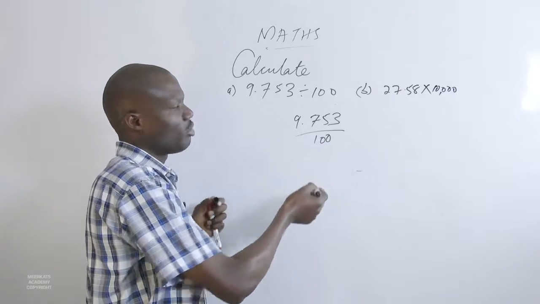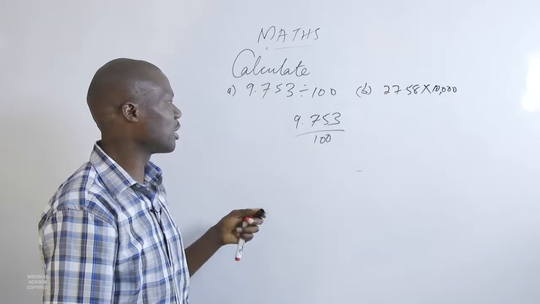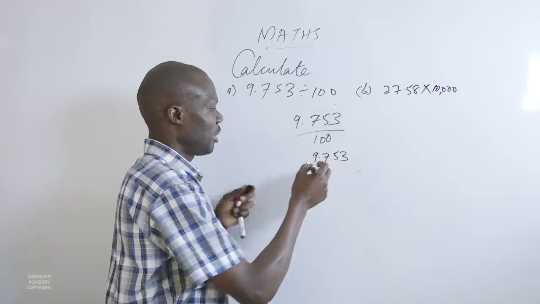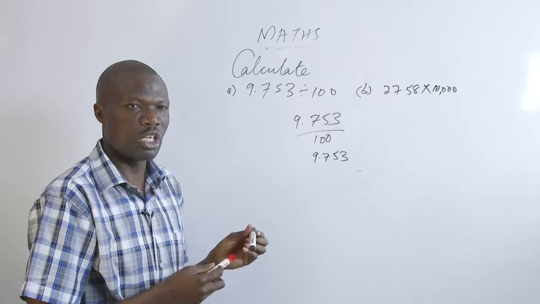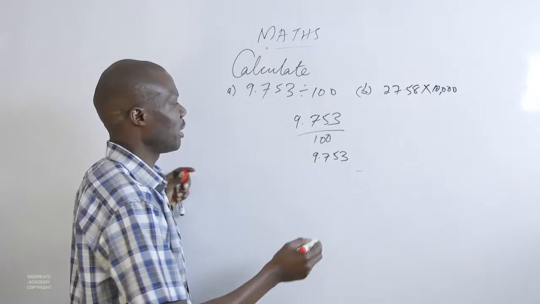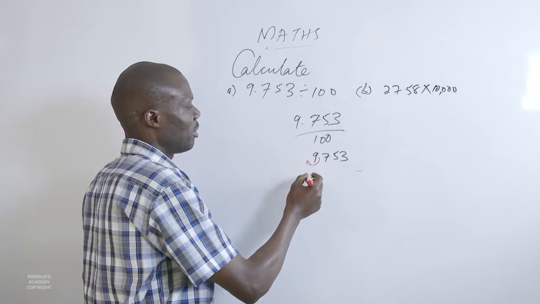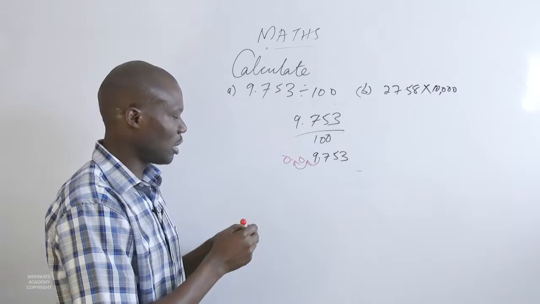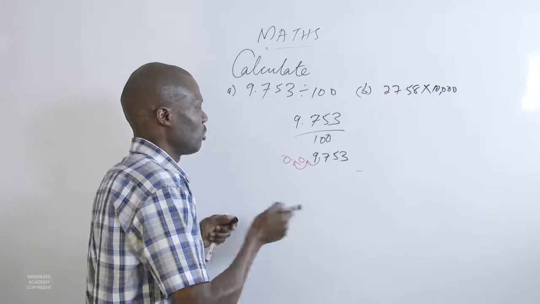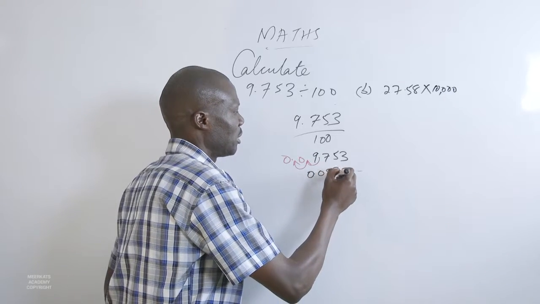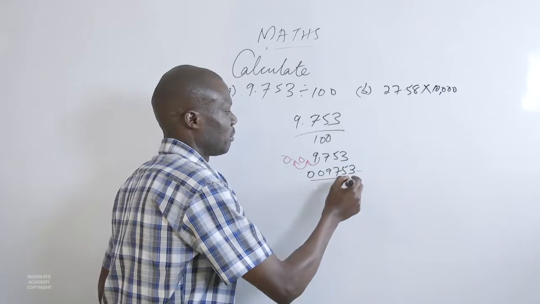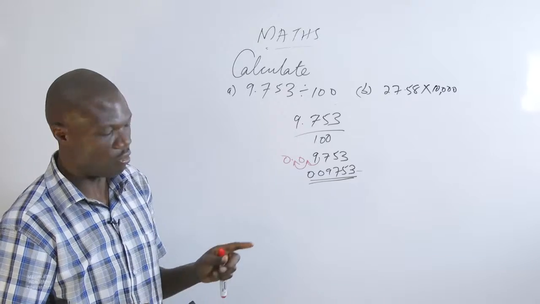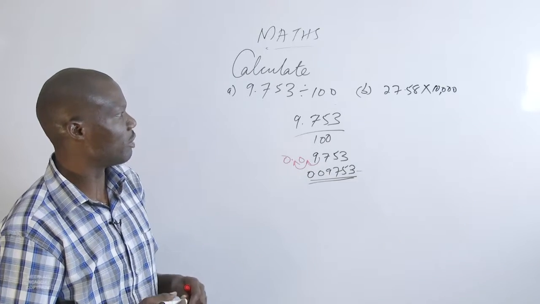If that is the case, we need to move to the left how many decimal places? 2. So this is 9.753, and then we move to the left because we are dividing, move the first time and move the second time. So this one becomes 0.09753. That one will be our new value when you divide.